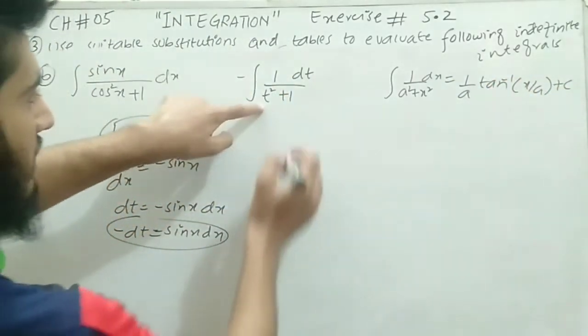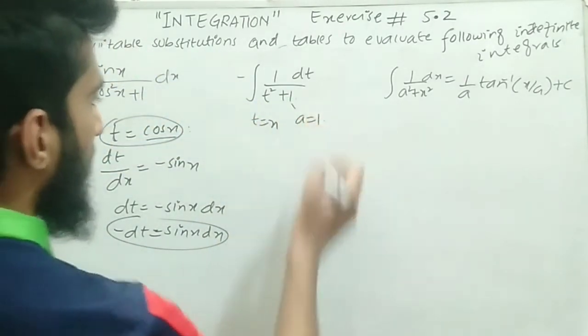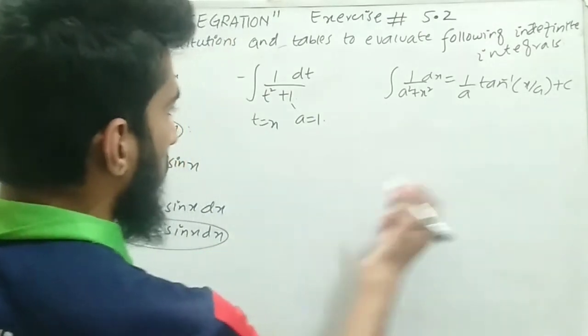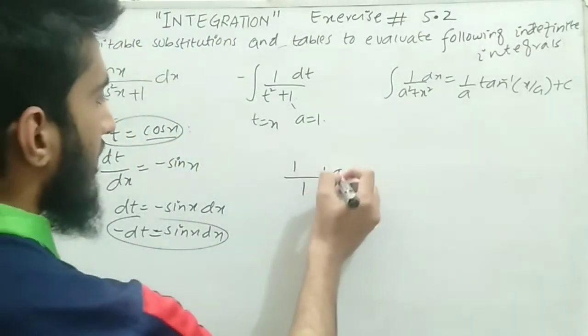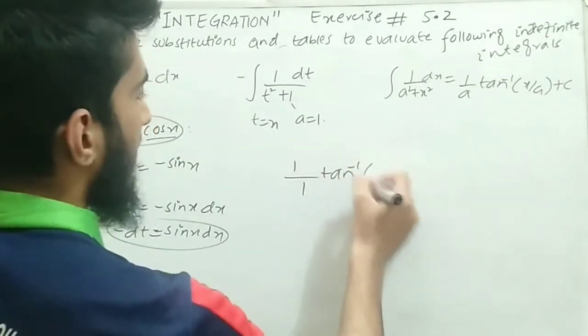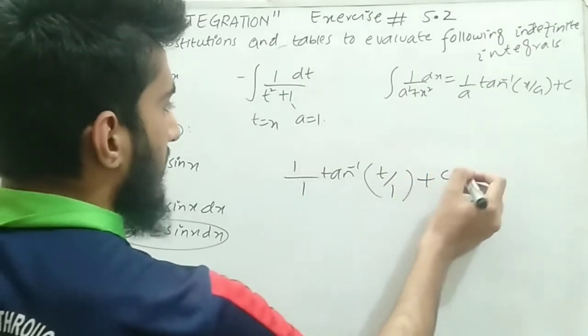Here let's suppose this t is actually equal to the variable x, and let's suppose this is a constant a which is equal to 1. Using these values in this formula, this will be the required result. So 1 over a is 1, tan inverse of x divided by a, x is t, divided by a is 1, plus constant of integration.